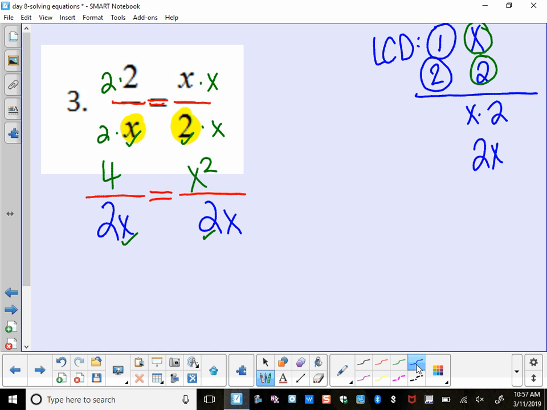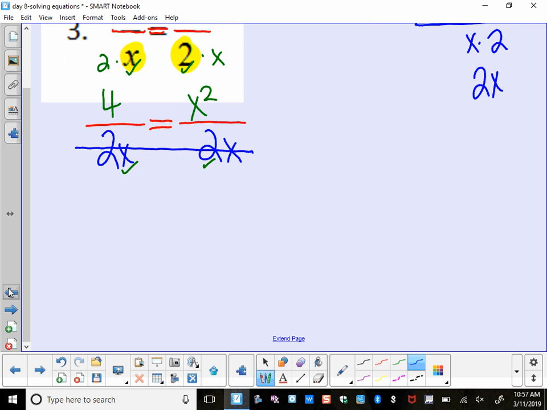All right, my top is now complete, so I can cancel out my LCDs. And I am left with 4 is equal to x squared. Wait, don't you guys do the square root? We haven't got there yet. We're just rewriting the numerators. Actually, yeah, you could do that. If you wanted to factor it, you could subtract 4 from both sides, and then you could factor. I like to take the square root.